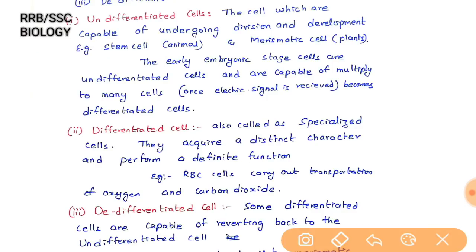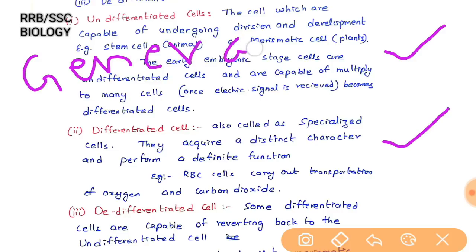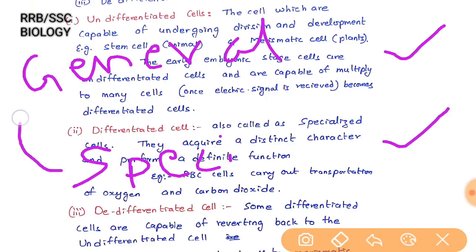Undifferentiated cells come first, and second come the differentiated cells. These are general purpose cells, and these are specified, specialized cells. And a dedifferentiated cell is nothing but these differentiated cells going back to general purpose cells, and those cells are called dedifferentiated cells, friends.